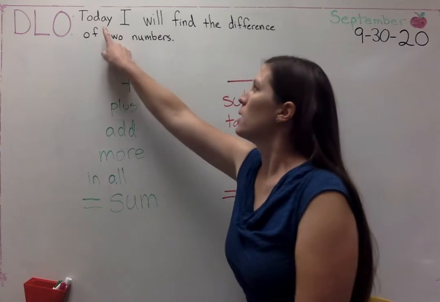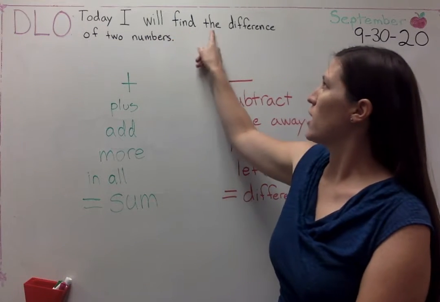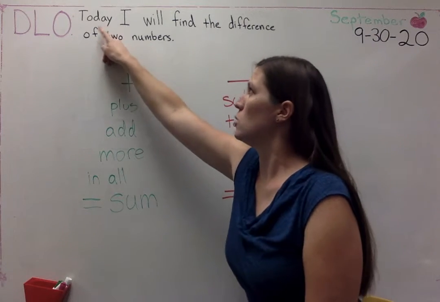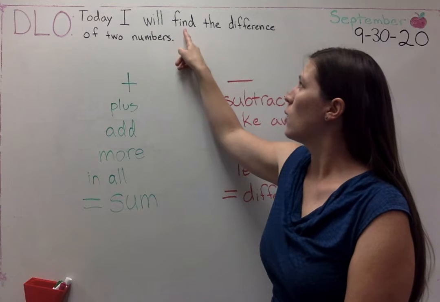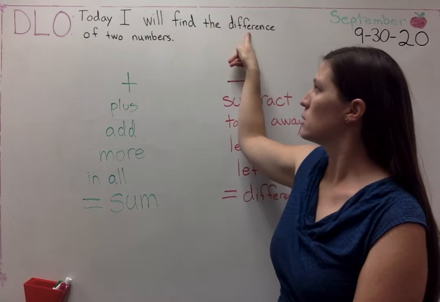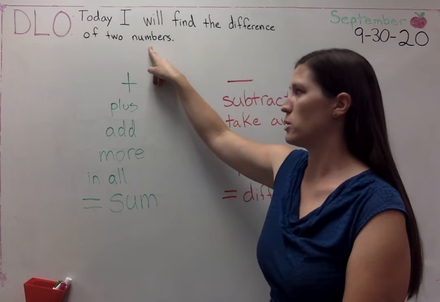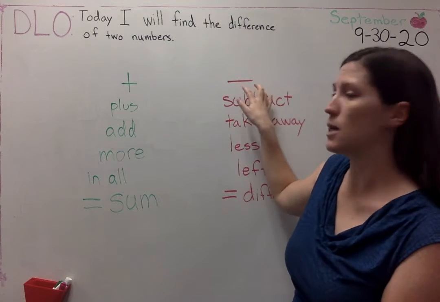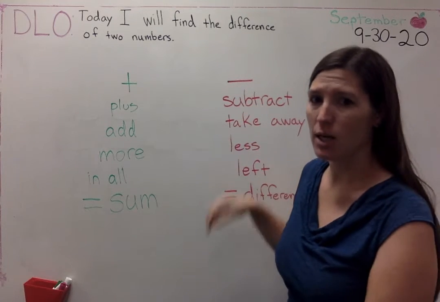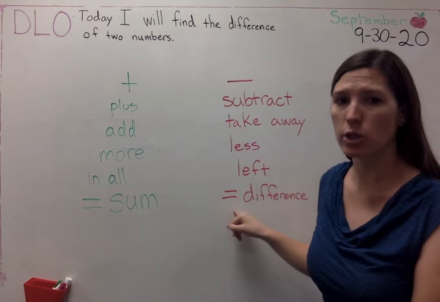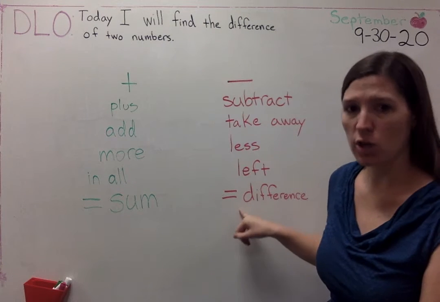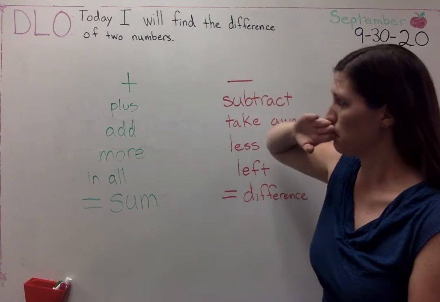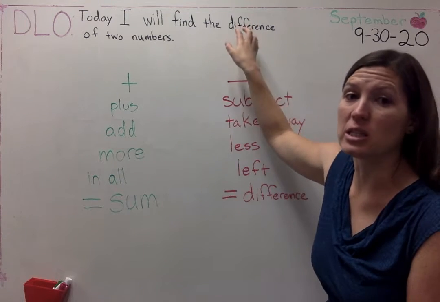I'll read it first. Today I will find the difference of two numbers. Now it's your turn. Today I will find the difference of two numbers. When I hear the word difference, I know it means subtracting, minus, because when we find the answer after the equal sign, after we solve it, it's called the difference. So I know we're working with subtraction problems today, because the DLO tells me we're finding the difference.